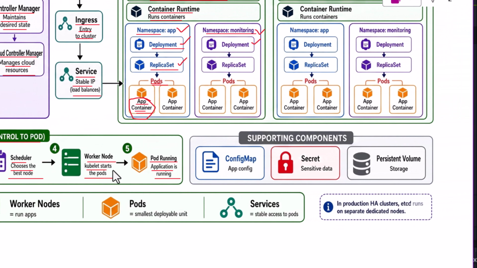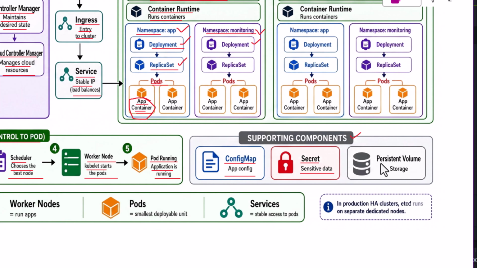Now let's look at some supporting components. The first supporting component is config map. A config map stores application configuration. For example, application settings, environment names, URLs, and non-sensitive configuration values can be stored in a config map. The second component is secret. A secret stores sensitive data. For example, database passwords, API keys, and tokens should be stored in secrets, not directly inside application code.